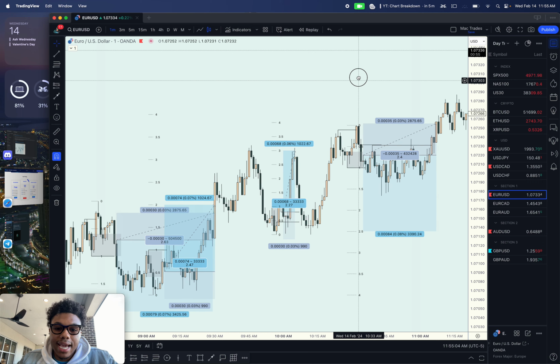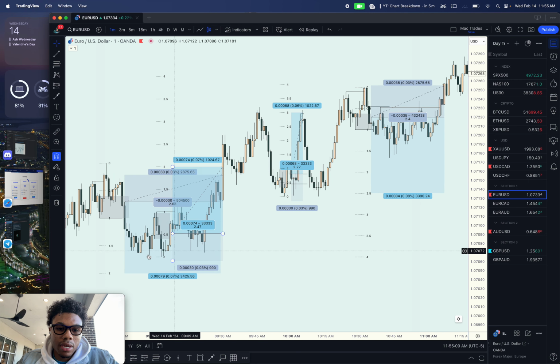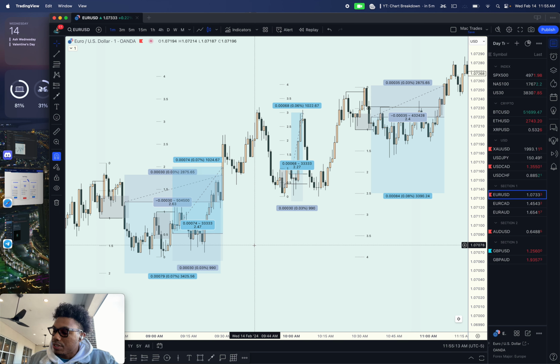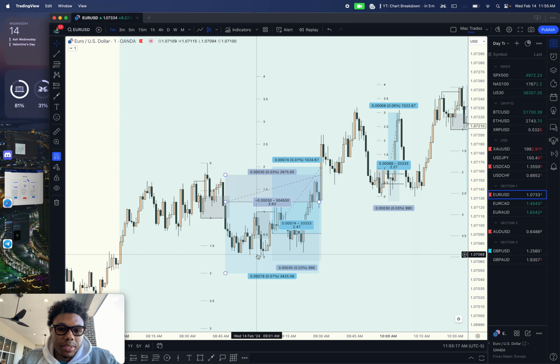Now, Euro/USD had a lot going on this morning. We took a total of 4 positions. We lost 2 positions, and then we won the other 2 positions, as you guys can see here. So the first trade of the day, it was a sell position here.